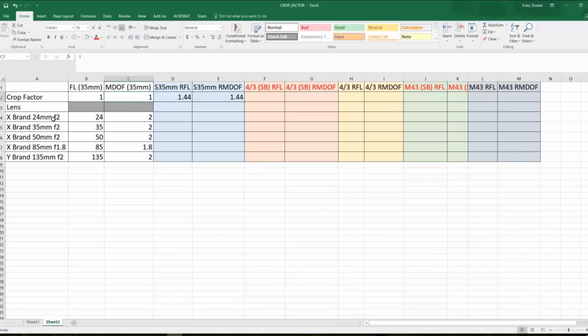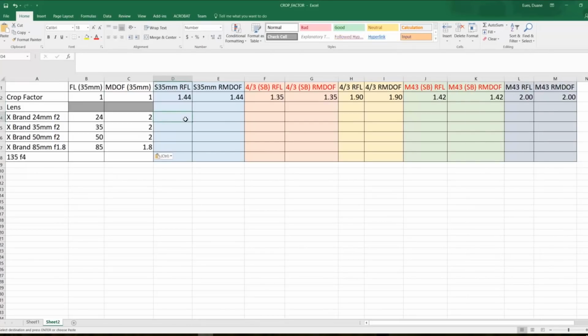So we've also put, we'll remove this one for now just so I can show you how you can pull down the information to basically do this to any lens that you put in, okay? So the reason why these crop factors are important for us to consider is because the relative focal length and the relative minimum depth of field that you can get is going to be determined by this number, okay?